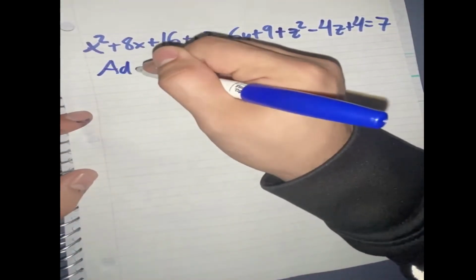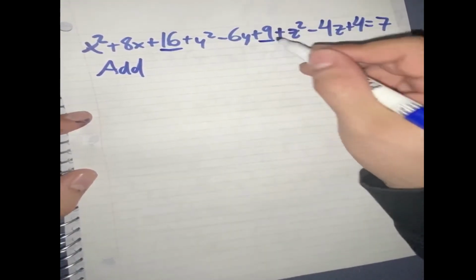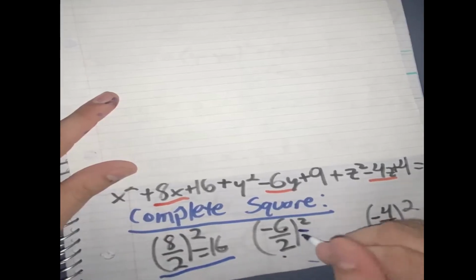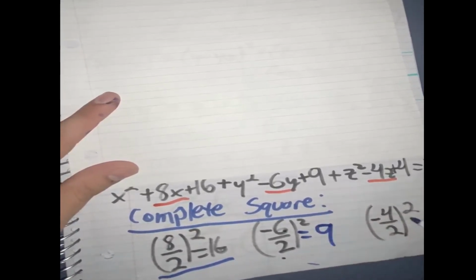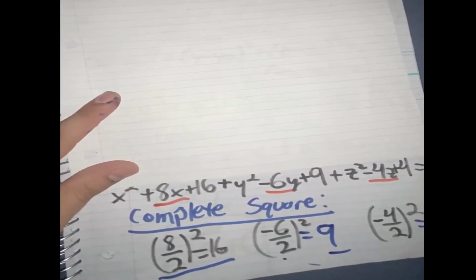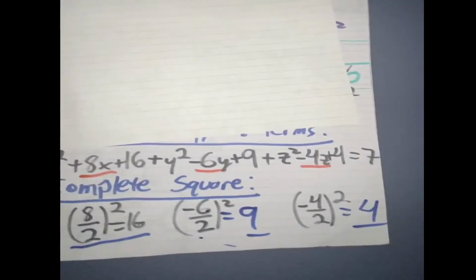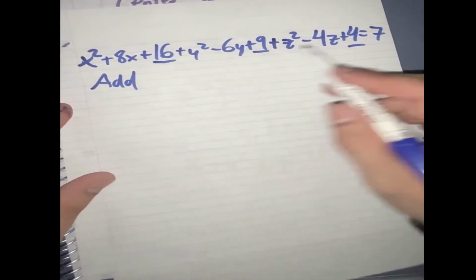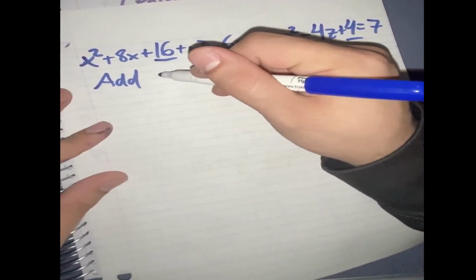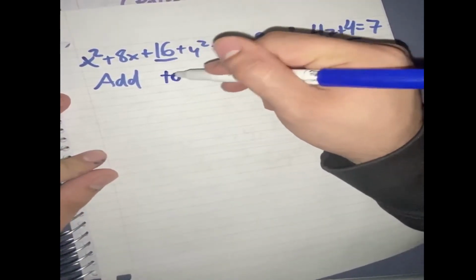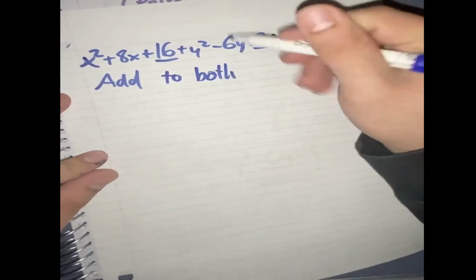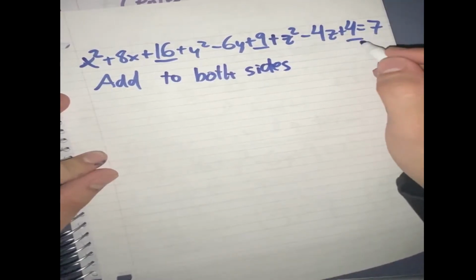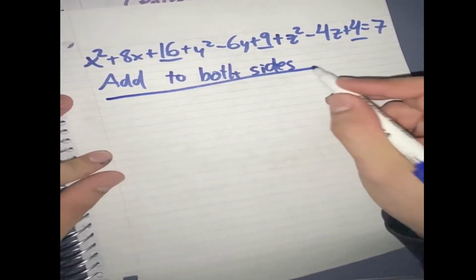The next step that we're going to do in completing the square is we're going to add these numbers, the numbers that we got from this step, from completing the square. We're going to add these numbers to both sides. So we already added them here, but we're going to add them to the opposite side. So add to both sides. These three numbers that I underlined.